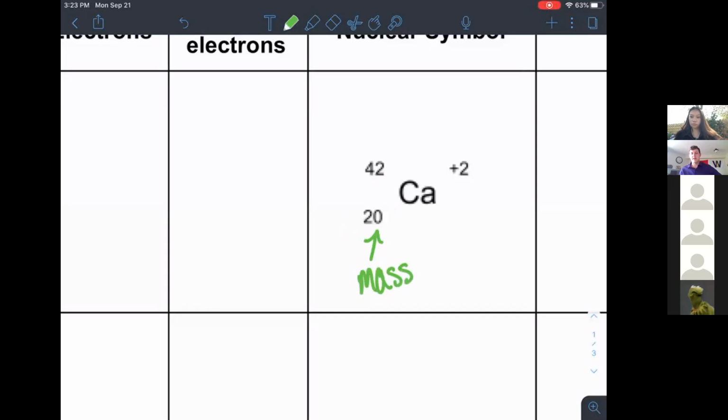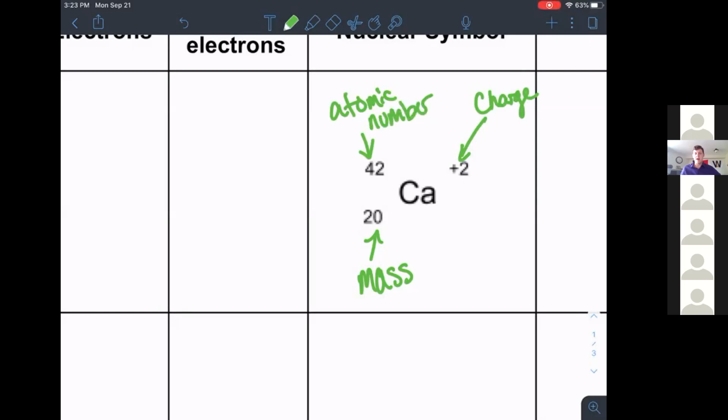Any other numbers we think we know? The atomic number? It's positively charged. What else did somebody say? The atomic number. What number is the atomic number? 42. Charge. Atomic number.